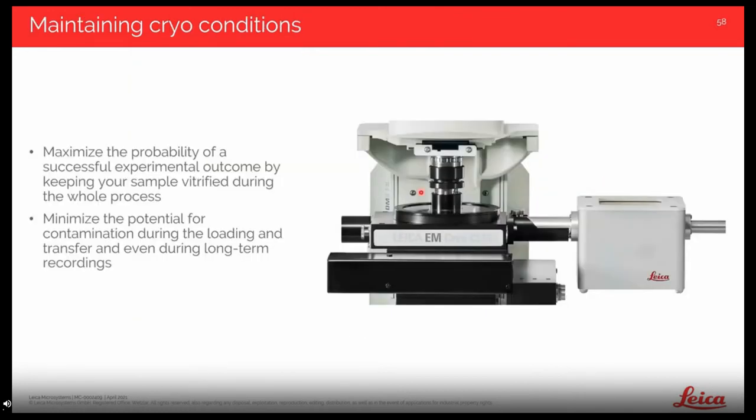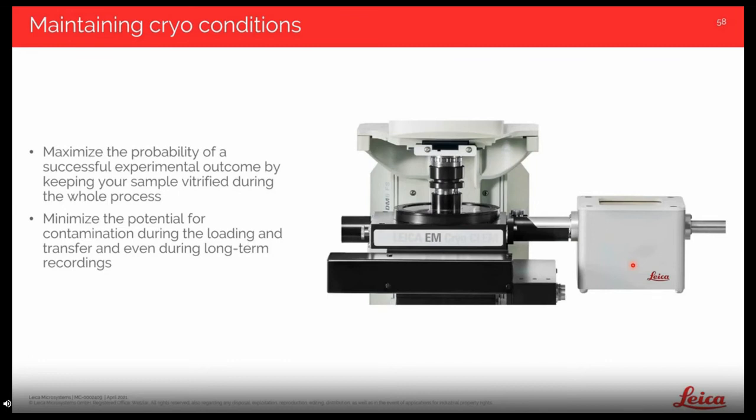Another large benefit is being able to maintain cryo conditions through all of this process. This maximizes your ability to successfully find samples of interest and get good experimental outcomes, while minimizing the potential of contamination during loading and transferring of your sample. This is done by keeping your sample at cryogenic temperatures. We do this with a cryogenic stage, an objective that works at cryo conditions, and then a shuttle that shuttles your sample at cryogenic temperatures between our system and your Cryo-EM.